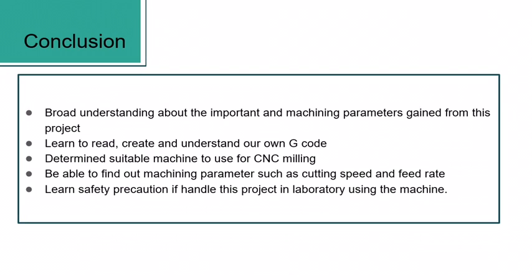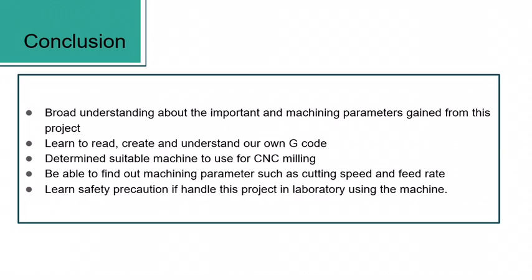Now we go to the conclusion. From this group project on designing and generating G-code for a part or component of our choice, we are able to achieve the objective for this project, which is broad understanding about the important machining parameters. We have learned how to organize the milling machine and understand the operation involved. Next, we learn to read, create, and understand our own G-code.